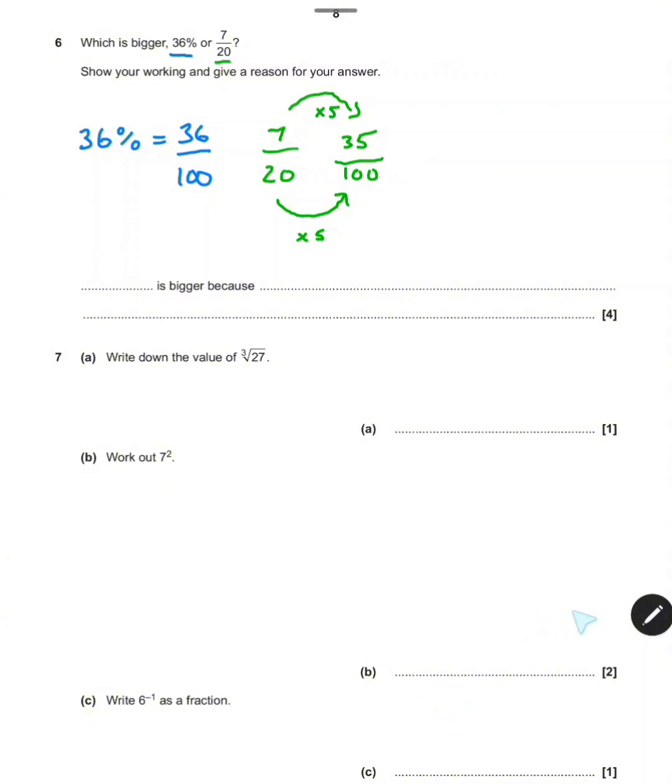So I'll just write that down. And that is usually enough because we've got the direct comparison. But you can just write something along the lines of, there are more hundredths. Question 7, we've got to just look for the value of this.